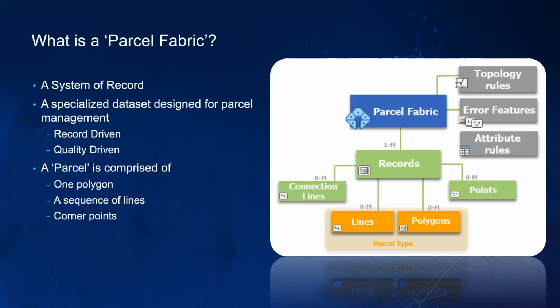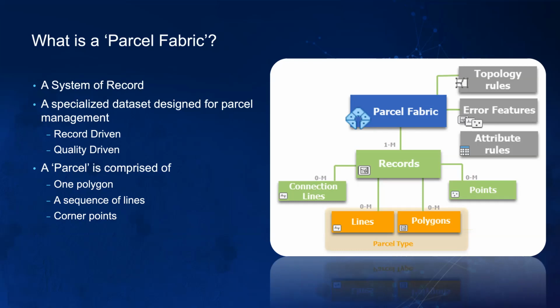Instead of managing parcels as you would any other lines or polygons, it is a specialized data set intentionally built for managing parcels. It gives you multiple ways to improve the quality of your data using record-driven and quality-driven workflows. The data model shown in this graphic gives you powerful tools and specifies that a parcel is a polygon, but it is also a sequence of lines and corner points.